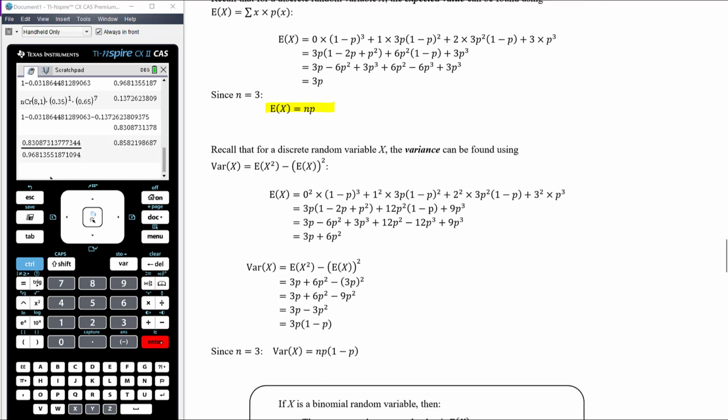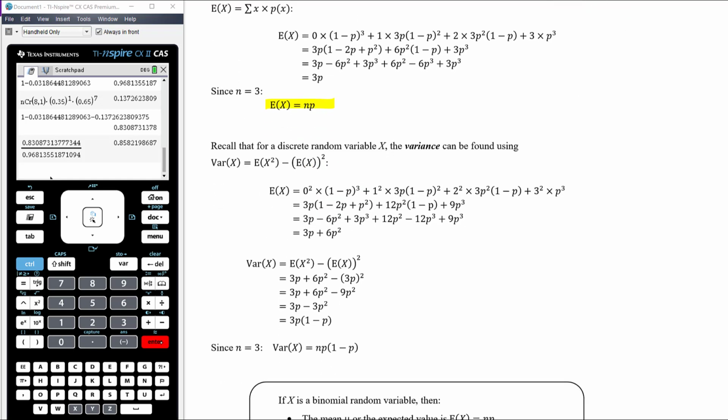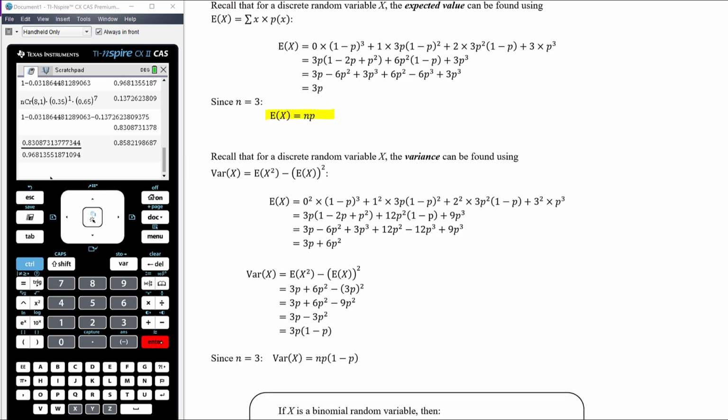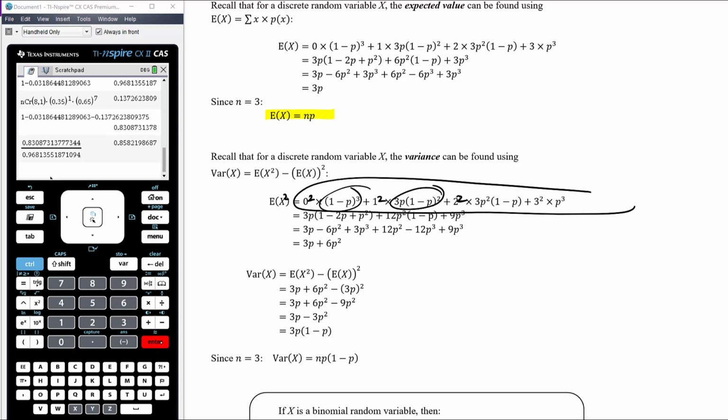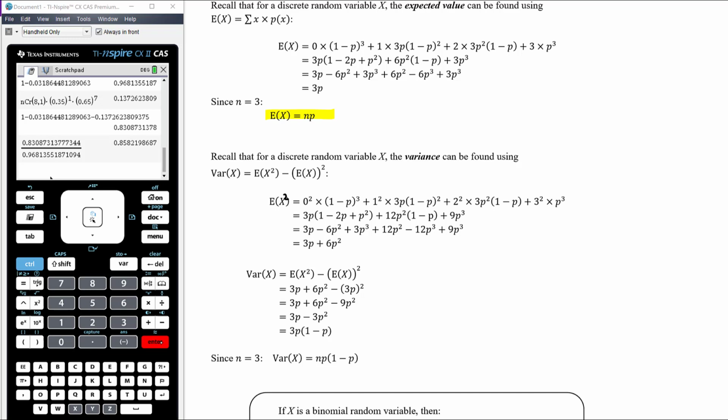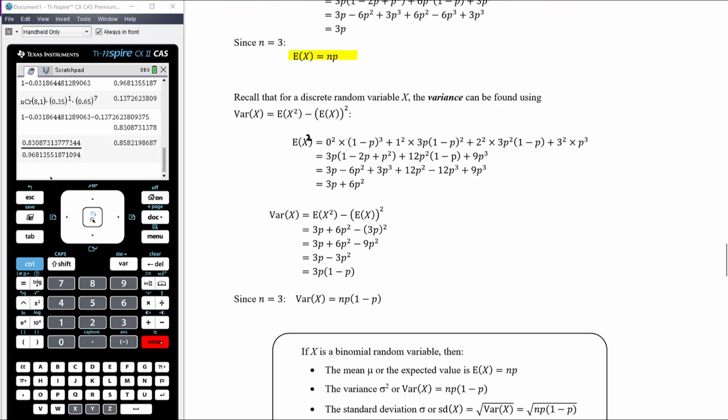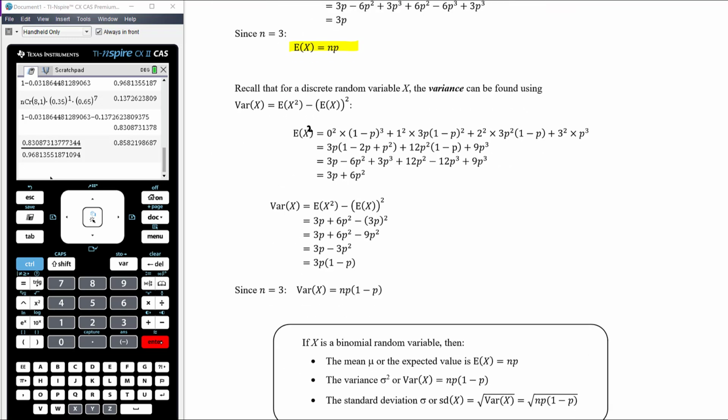And then we recall that for a discrete random variable, we use this formula to find the variance: the expected value of x squared, which is what's being calculated in this first line. So we do our x value squared times its probability, x value squared times the probability, x value squared times the probability. And if we tidy all that up and work it through, you can pause and follow it through yourself, we find the expected value of x squared is this.